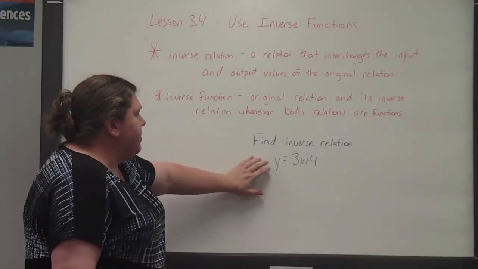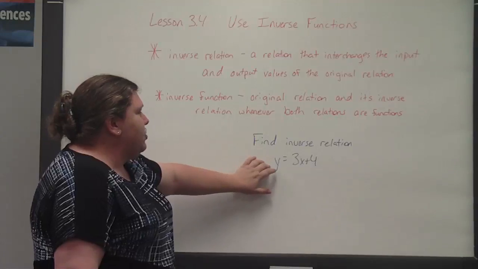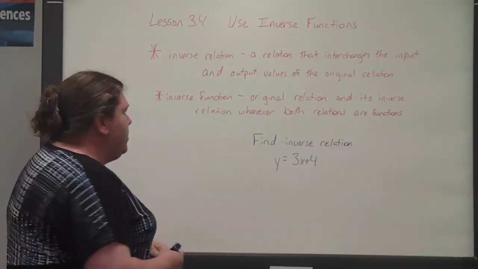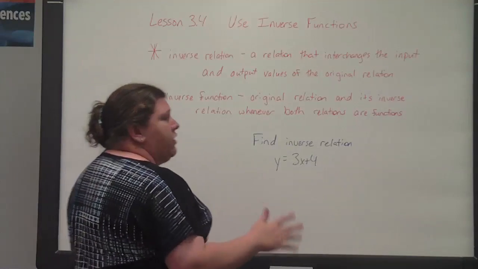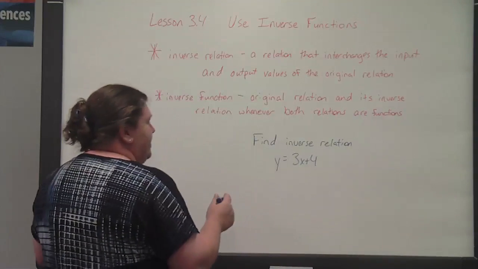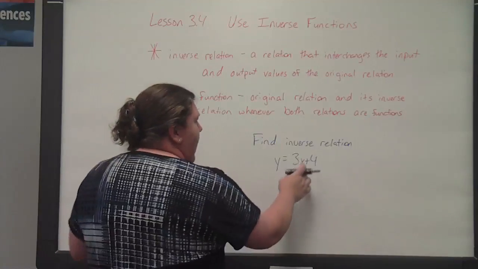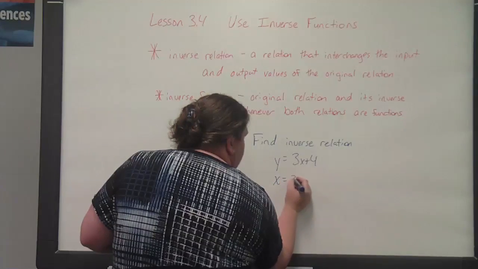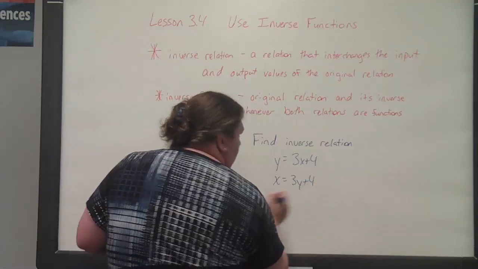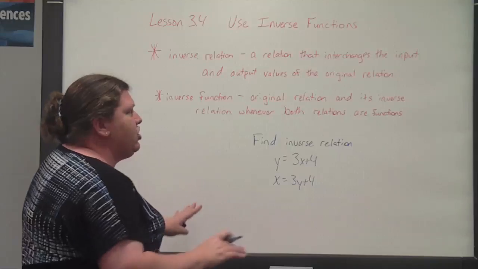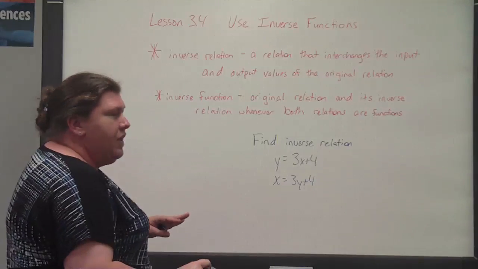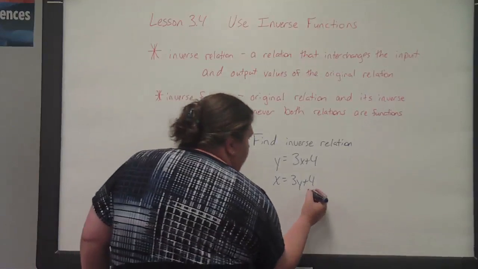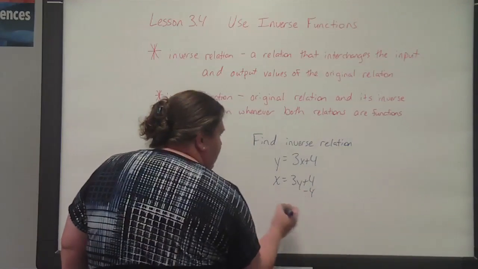So this y equals 3x plus 4, what we're going to do is find the inverse relation. So again, it says to interchange the input and output. So that means I'm going to go ahead and switch x for y and y for x. x equals 3y plus 4. All I did was interchange the x and y. From here, you want to solve for y. So the first thing I want to do is subtract 4 from both sides.